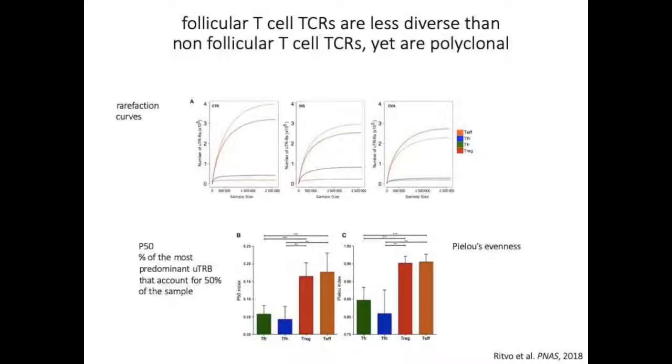You can look at other parameters of these TCR repertoires, like, for example, the P50, which represents the percent of the most predominant unique TCR beta that accounts for 50% of the sample. So the lower this P50, the more expansion you're supposed to have in these repertoires. And again, here, these indexes are lower for Tfr and Tfh than they are for Tf and Tregs.